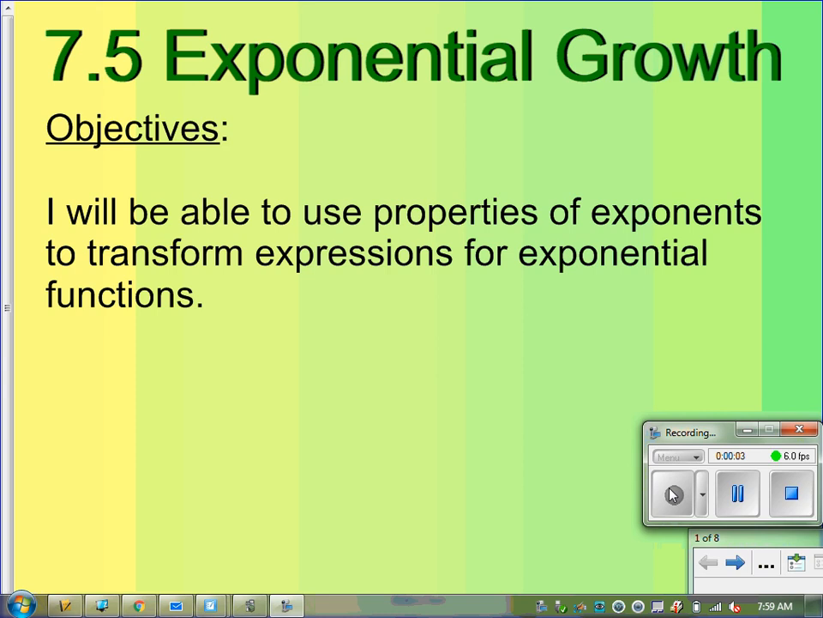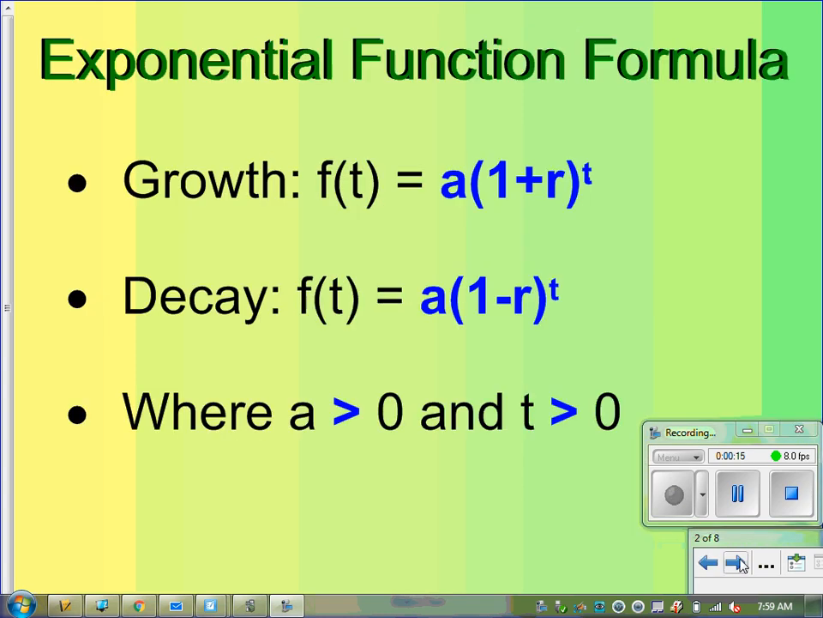Today we'll be doing 7.5 exponential growth and decay. At the end of this lesson, you will be able to use properties of exponents to transform expressions for exponential functions. If you think back to earlier in the unit, we talked about the growth and decay functions. So here are the formulas for those functions.